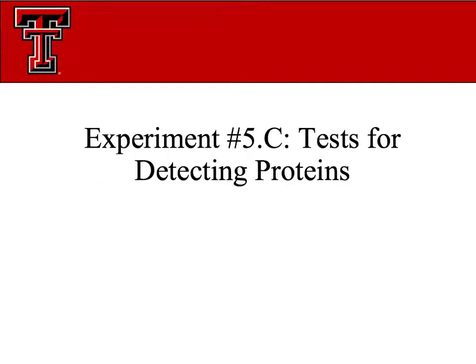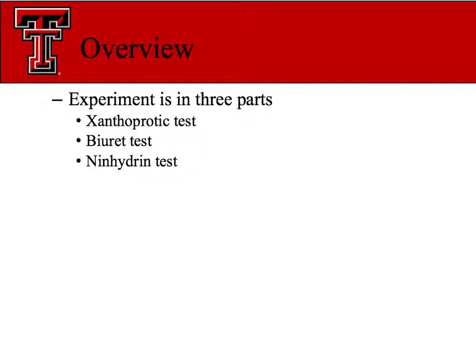This is experiment 5 part C, to test for detecting proteins. So this experiment is in 3 parts. We have a xanthoproteic test, a biuret test, and a ninhydrin test.